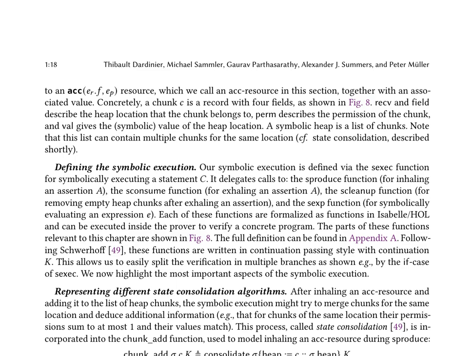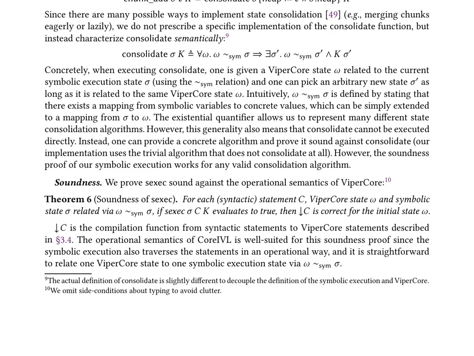The operational semantics of core IVL is well suited for this soundness proof, as the symbolic execution traverses statements in an operational way, and it is straightforward to relate one Viper core state to one symbolic execution state. The formalization of the symbolic execution backend for Viper core demonstrates the generality of Core IVL's operational semantics, which can capture multiple common verification strategies. The use of angelic choice enables the capture of different strategies for exhaling wildcard permissions, and the soundness proof ensures the correctness of the symbolic execution algorithm.